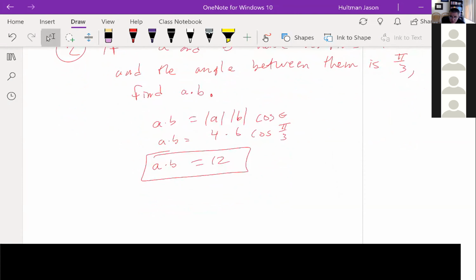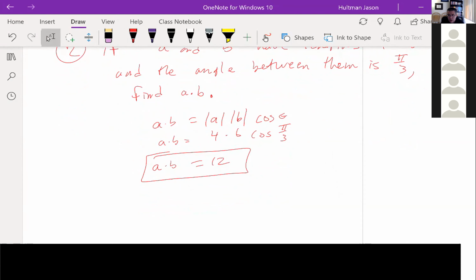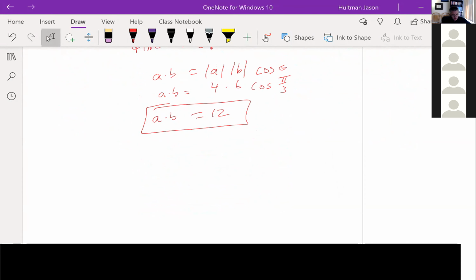So that's kind of cool, right? So the dot product is equal to 12. Nice, nice, nice. I like what I've done there. Yes.